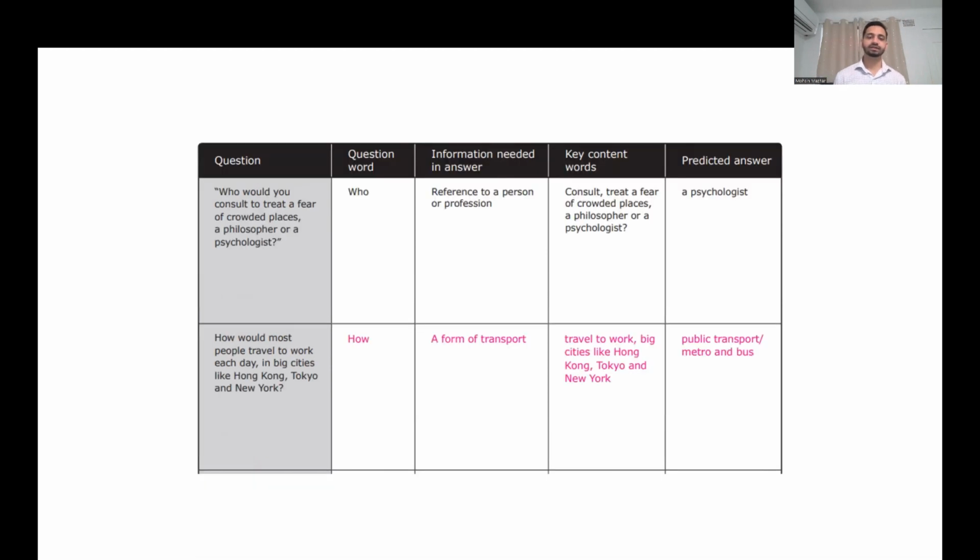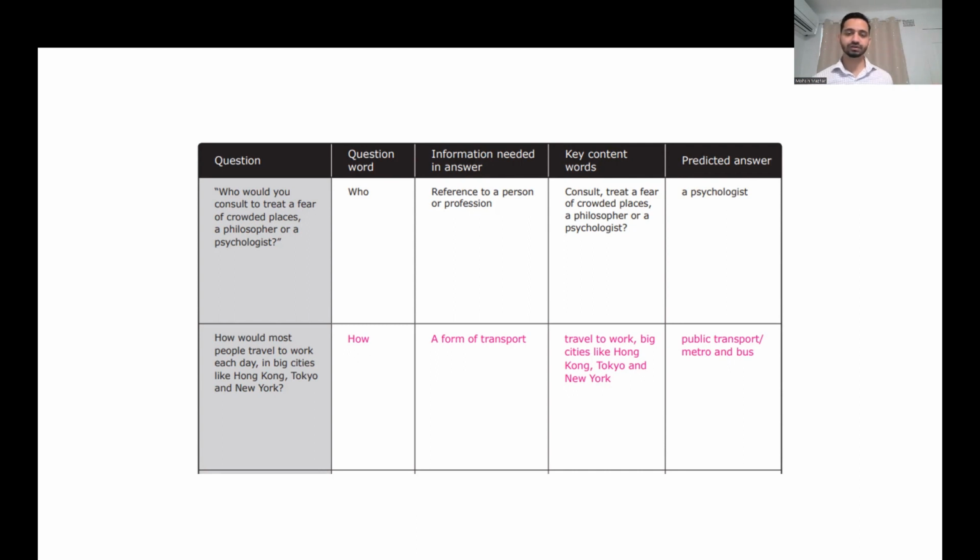All right, so we are back, and here you can see the next question is how would most people travel to work each day in big cities like Hong Kong, Tokyo, and New York? The question word here is how, right? Information needed, and the answer is a form of transportation. Obviously, this is a thing. How is a way. You're looking for a way of doing something, right? Content words are obviously travel to work, big cities like Hong Kong, Tokyo, New York, could be Sydney, right? And the predicted answer could be public transport, metro, and bus, right?